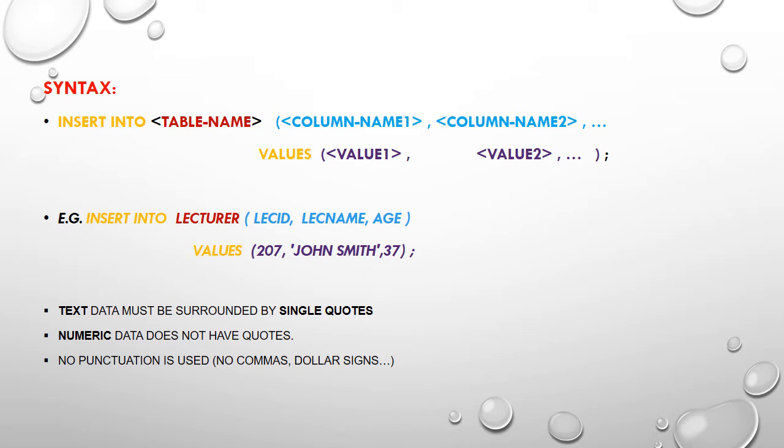So down here you can see the example for inserting data. Lecturer is the table name, lec ID, lec name, and age are the columns of this database, and under the values, lec ID is 207, lec name is John Smith, and age is 37. A special note: we should use a semicolon if we have more than one row. Text data must be surrounded by single quotes. But for numbers, we don't need single quotes or any kind of quotes. No punctuation is used, such as no commas, dollar signs, nothing.